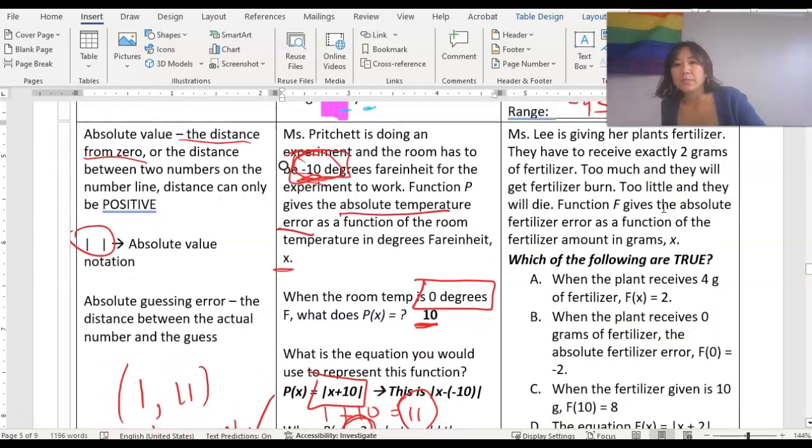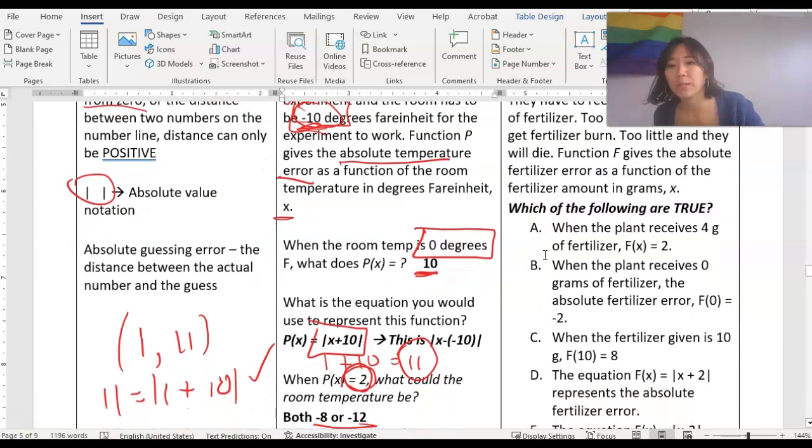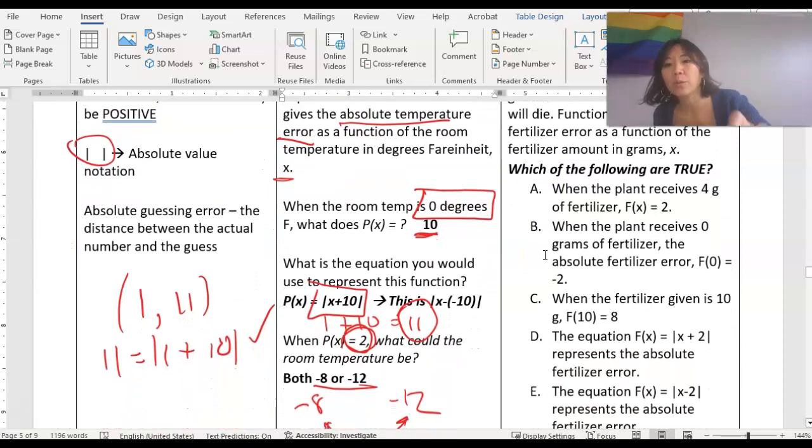All right, so let's look at this example with my plants. I'm supposed to give my plants 2 grams of fertilizer. If I give them too much, they get what's called fertilizer burn. The leaves look crispy, and too little and they don't survive, right? So function f gives the absolute fertilizer error as a function of the fertilizer amount in grams. Which of the following are true?